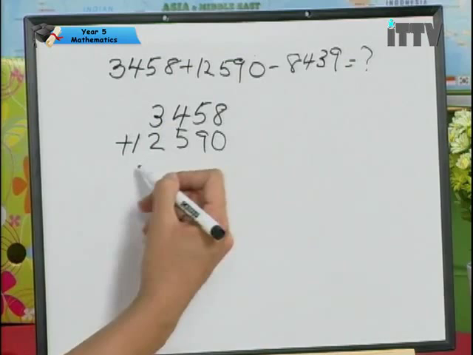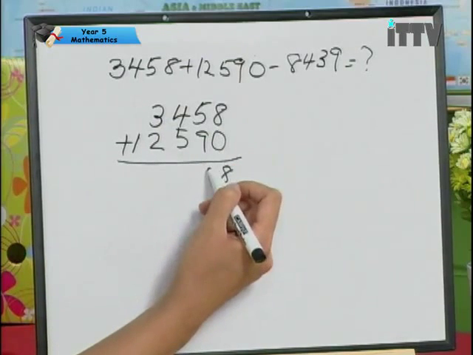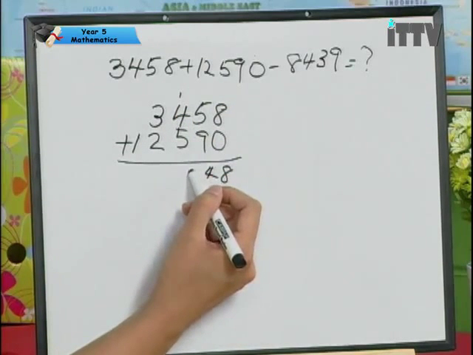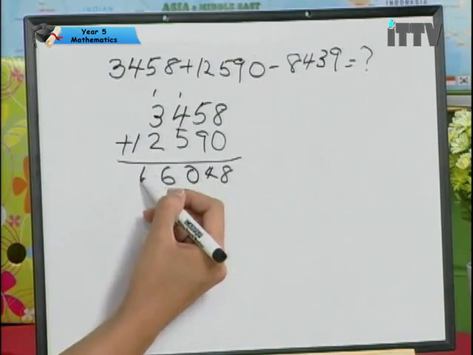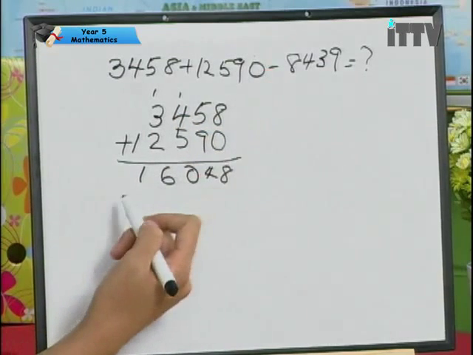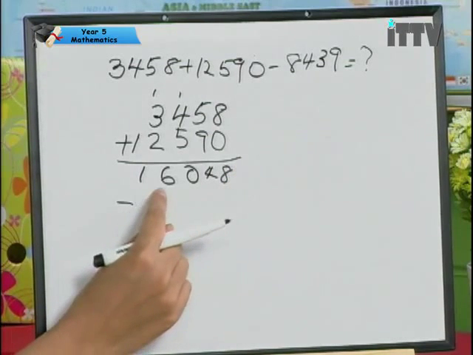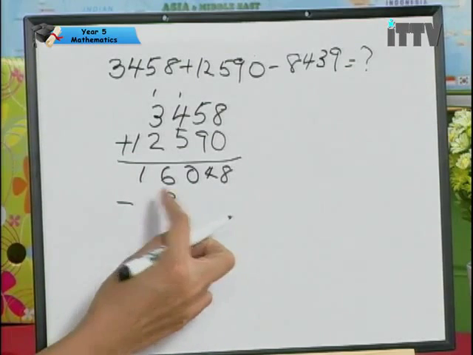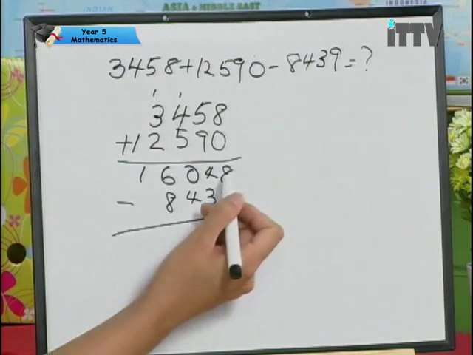590 plus. 9 and 5, 14. 1 over here. 5 and 5, 10. 6, 1 minus, what is this? 8,000. Okay, 1,000. This 10,000. This 1,000, right? So we place it here. Be careful. And 439. Now we minus 8.